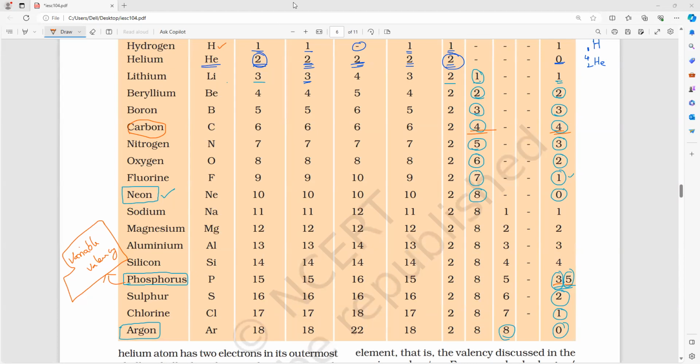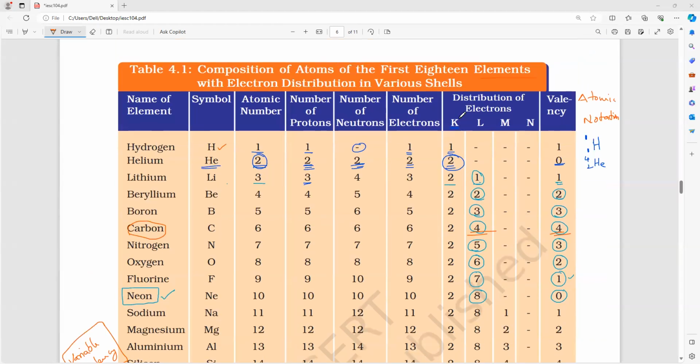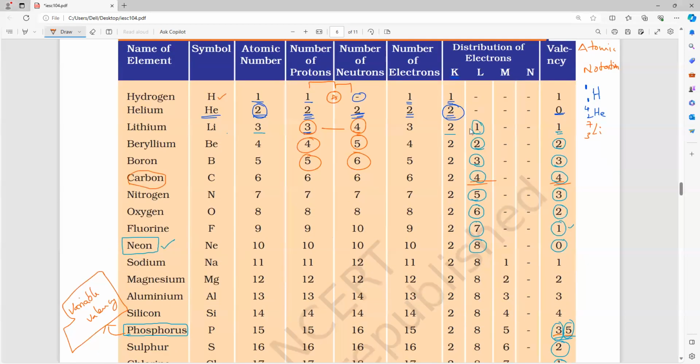Now for all the elements, start writing the notation. Lithium: Li, atomic number 3, and here you count the number of protons and neutrons, 3 plus 4, 7. Please learn. Together this is what we call atomic mass. Please note it. So lithium is over.